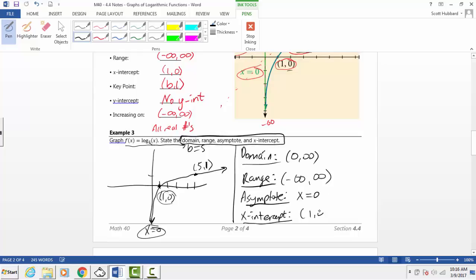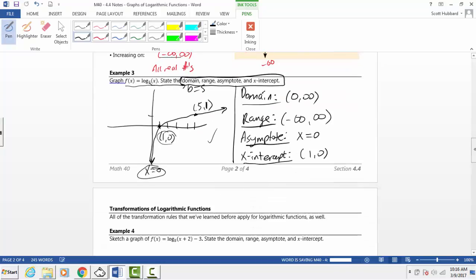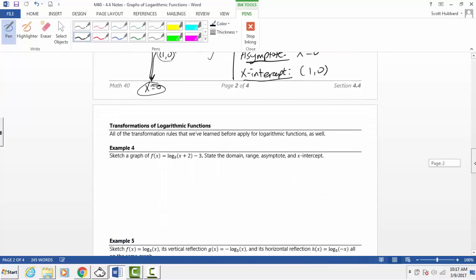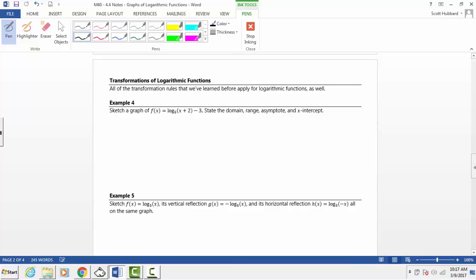Alright? So hopefully, walking through that relatively simple example helps you see what a log looks like. It just is turned on its side like this, like we have right here. Okay. So let's move on to talk about sketching using transformation rules.